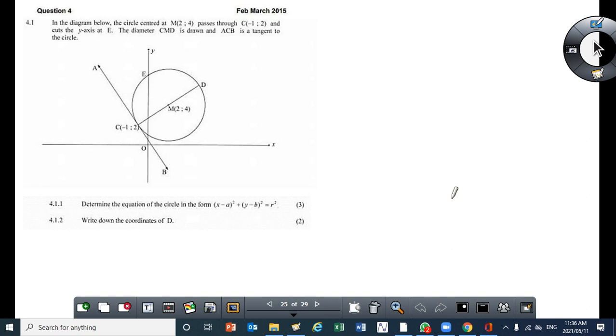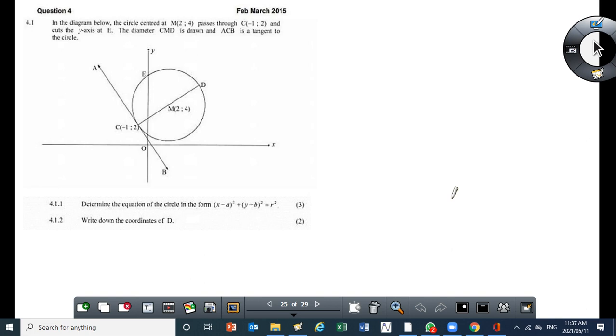And also, it cuts the y-axis at E. So your E is there. At this point E here, x is 0 because the point E is along the y-axis. So at E, x is 0. Alright? We have a diameter, that's CMD, and ACB is a tangent. So ACB is a tangent. That's all we are doing.